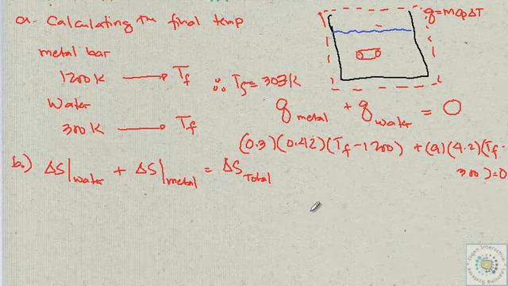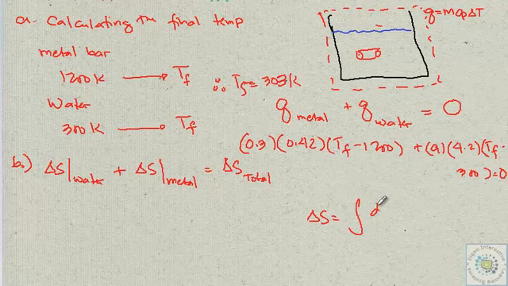Entropy delta S is simply defined as the integral of dQ over T. Since in this process your water is not really kept at constant temp, you add Q, but you don't add that heat to the water at constant temp, because the temperature has been changing from 300 to 303. Same with the metal. So we could just evaluate this integral, replacing dQ, since Q is equal to mCp delta T, with mCp dT.